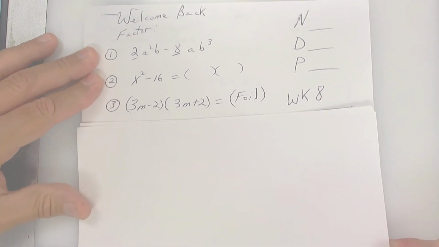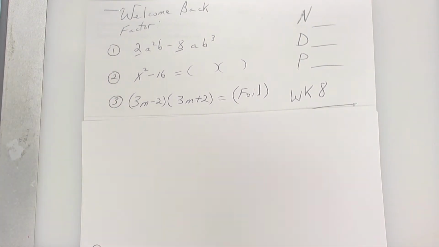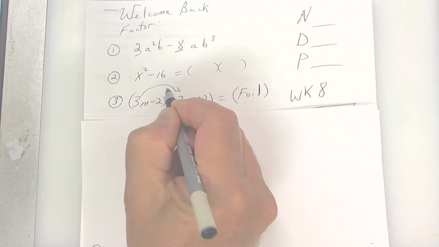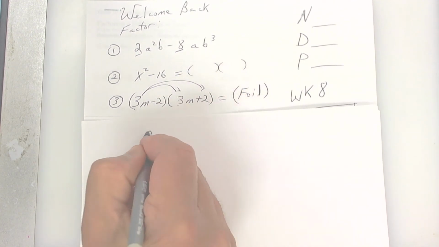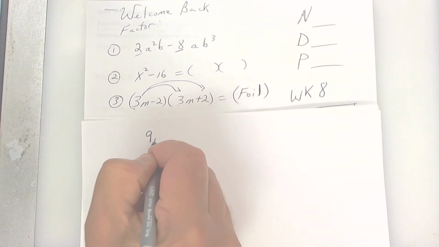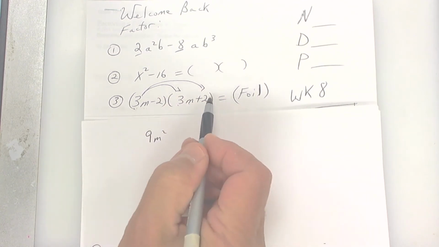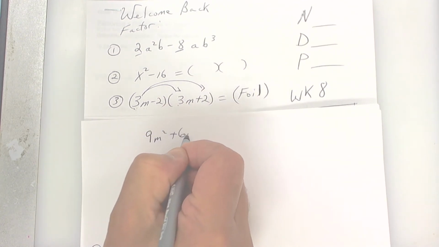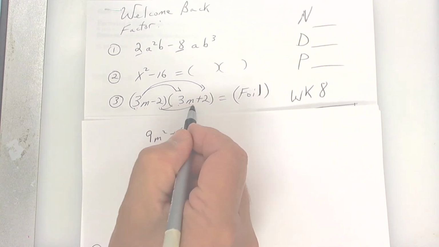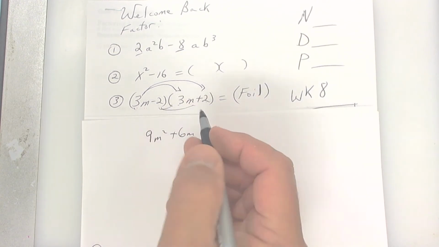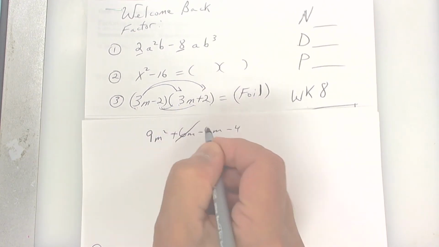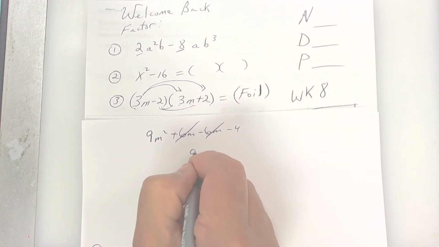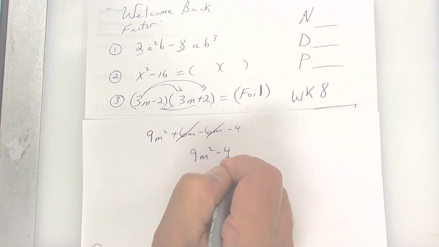This right here, they do want you to do FOIL, so let's do it. We're going to take this one to both of these. 3 times 3 is 9. M times M is M squared. 3M times 2 is 6M. Now move this one here to both of these. So that gives you a negative 6M and a negative 4. These cancel. So it's 9M squared minus 4.